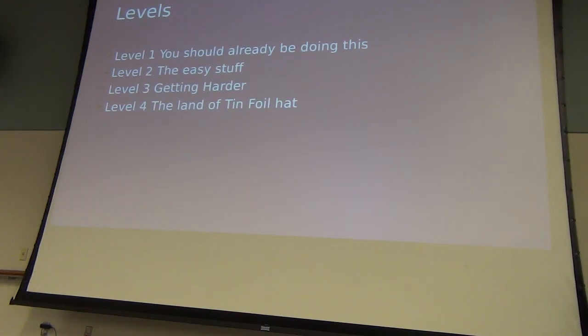I set this up in a few different levels here. So level one is stuff you should already be doing. Level two is the easy stuff. Level three is getting a little bit harder. And level four is the land of the tinfoil hats. That's just plain up crazy stuff that people would do to stay anonymous, but there's still practical reasons to do that. A lot of this centers around security, just protecting yourself and preventing your information from getting out.